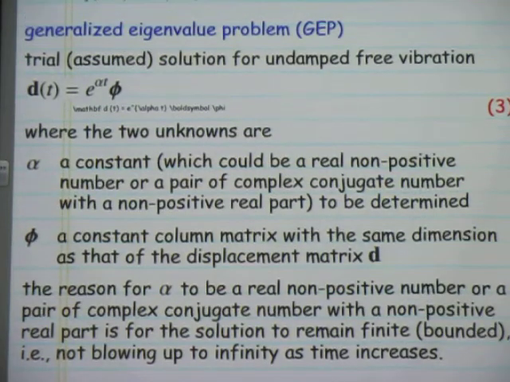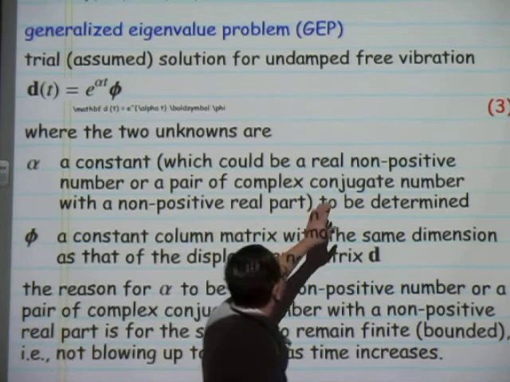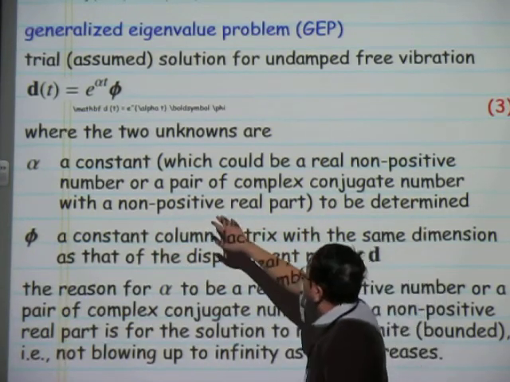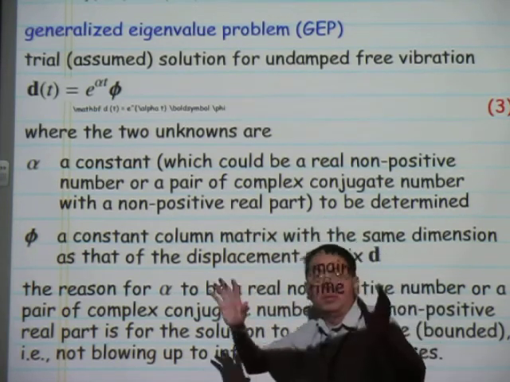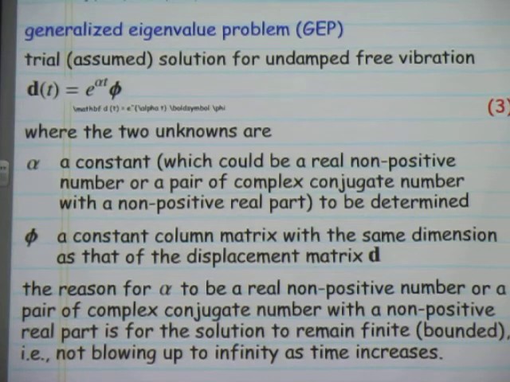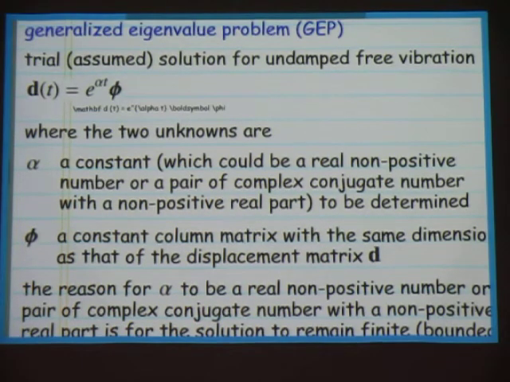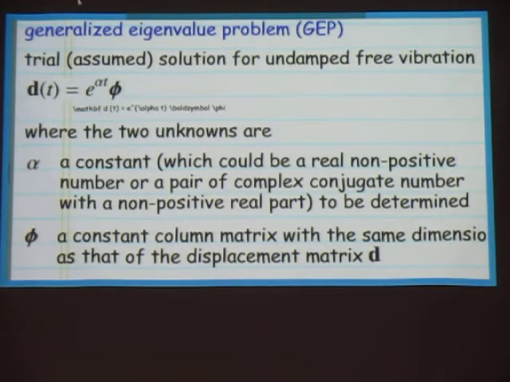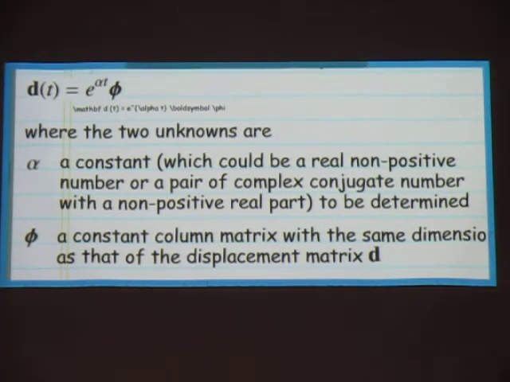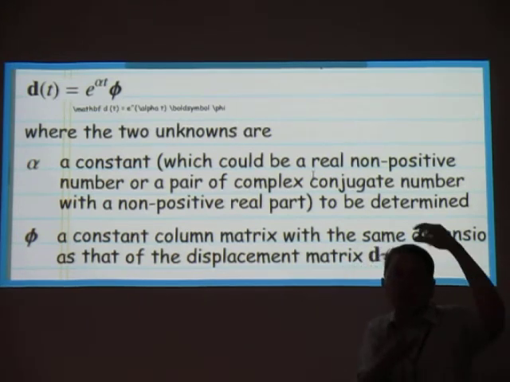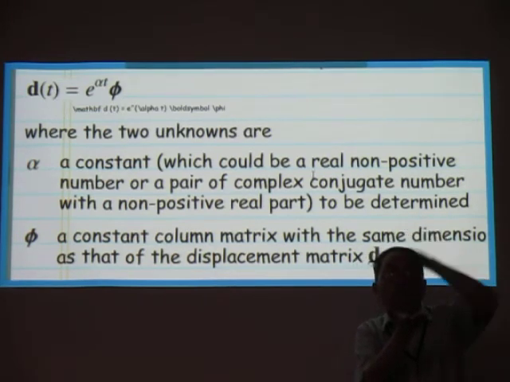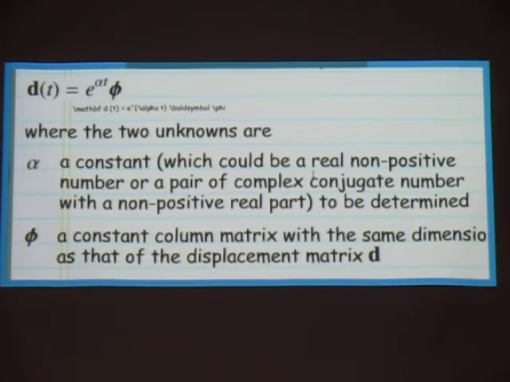And so here is what I wrote. Alpha is a constant which could be a real, non-positive number, or a pair of complex conjugate numbers with a non-positive real part. But don't worry, it's just a constant that you need to determine. And phi is a constant column matrix with the same dimension as that of the displacement matrix D, meaning 2 by 1. 2 rows, 1 column, right?